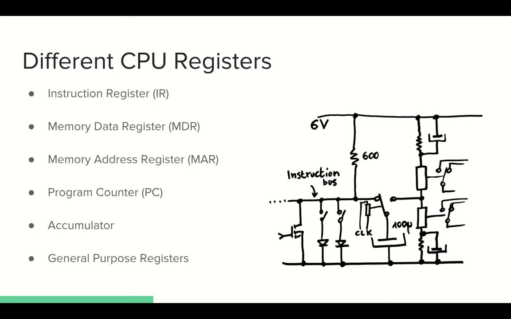The next one is the accumulator. The accumulator is an internal CPU register used as the default location to store any calculations performed by the arithmetic and logic unit. And lastly, general purpose registers.